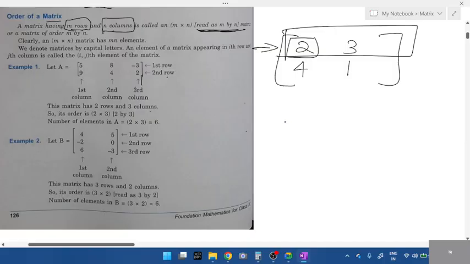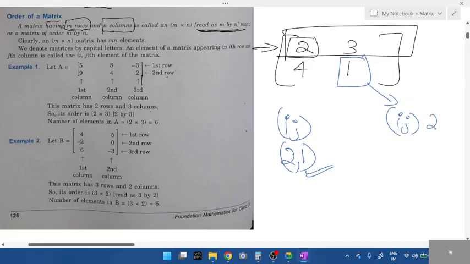Tell me, second row. We always give preference for row first, right? Row first. So second row, which column? First column. So the position of the value 4 is 2 comma 1. This is the position or value. What about 1? Which row, which column? Second row, second column. 2 comma 2.